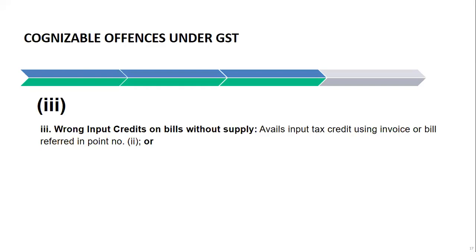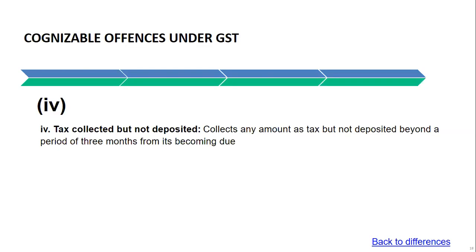So the next offense is wrong input credits on bills without supply. So basically, the person avails input tax credit using the invoice or bill referred to in point number two. The point number two was when the bill was issued without the supply of goods or services or both. Then the last cognizable offense under GST is tax collected but not deposited. So that is, a supplier collects any amount of tax but does not deposit it beyond a period of 3 months from it becoming due to be deposited.